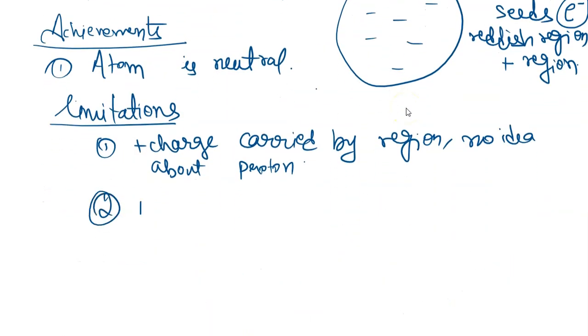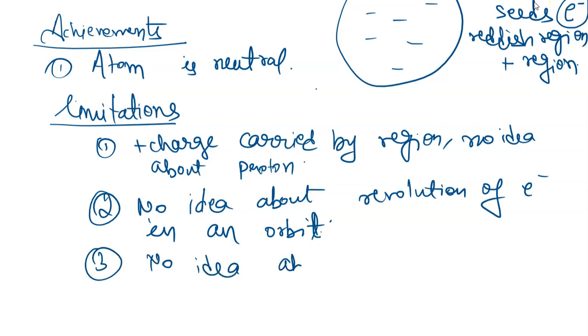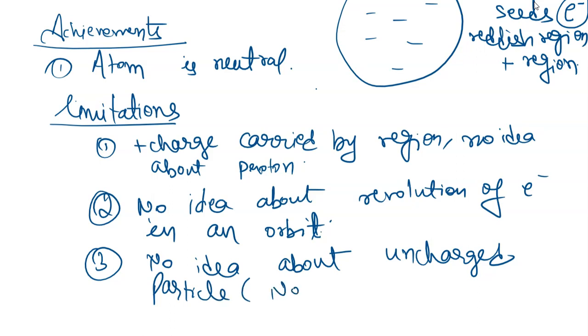That means no idea about the revolution of electrons in an orbit. And of course, he limited himself to positive and negative charge. That means definitely there was no idea about the uncharged particle, that is the neutron.